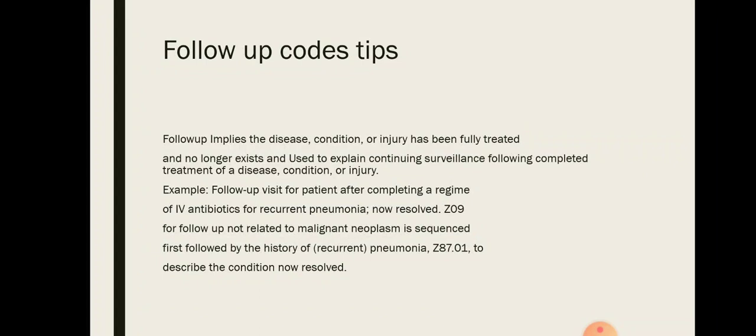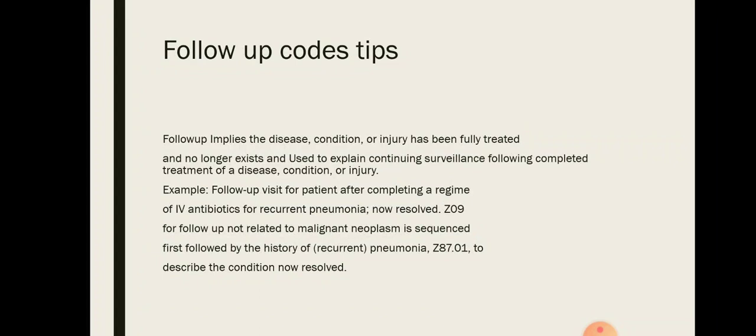So let us check with an example. A follow-up visit for a patient after completing a regime of IV antibiotics for recurring pneumonia. So a patient comes for a follow-up after completing his regime of antibiotics for pneumonia. Here the pneumonia has been completely resolved, and the patient is coming for a follow-up visit to check whether the pneumonia is recurring again, or whether it has been causing any complication to other parts of the body. So here the follow-up visit will be coded as Z09.